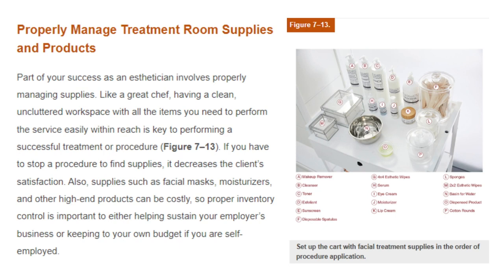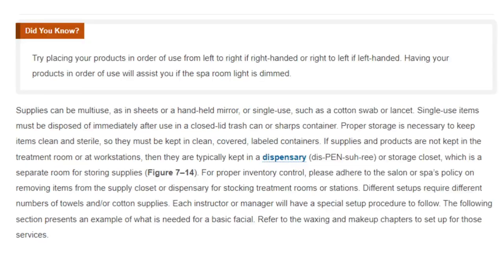Also, supplies such as facial masks, moisturizers, and other high-end products can be costly, so proper inventory control is important to either helping sustain your employer's business or keeping to your own budget if you are self-employed. Figure 7.13. Did you know? Try placing your products in order of use from left to right if right-handed or right to left if left-handed. Having your products in order of use will assist you if the spa room light is dimmed.